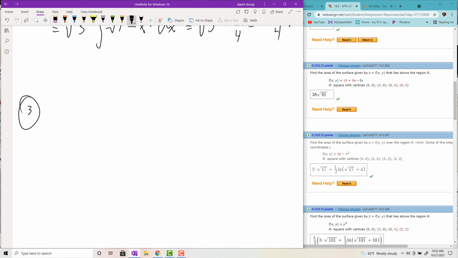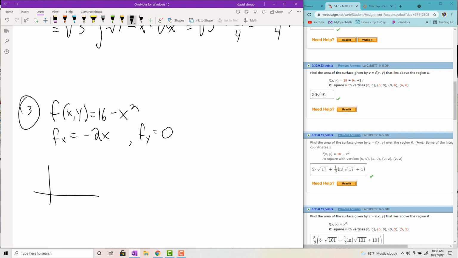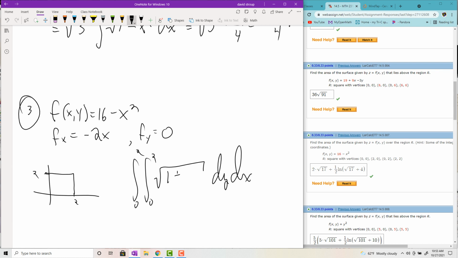So let's look at number 3 and see what we're up against. F of xy is 16 minus x squared, so fx is negative 2x. Fy, of course, is 0, and we have a square with sides of length 2, given by those points. So we have the double integral of the square root, from 0 to 2, 0 to 2, I'll go dy dx, of 1 plus 4x squared plus 0 squared.